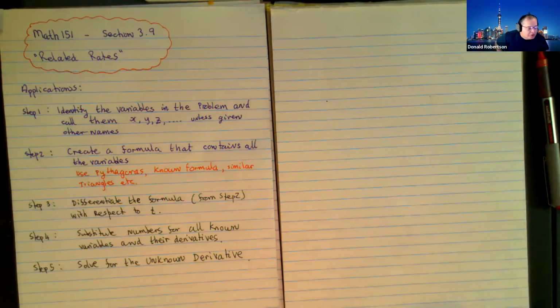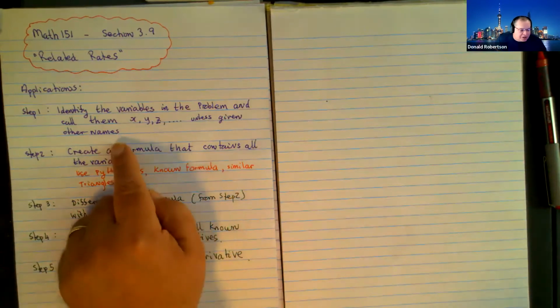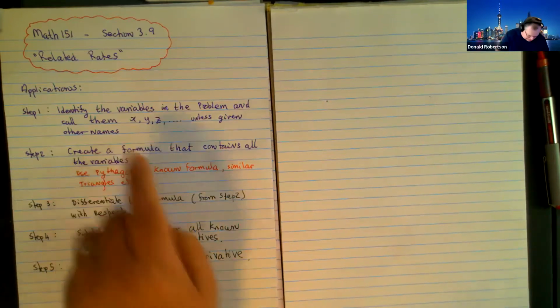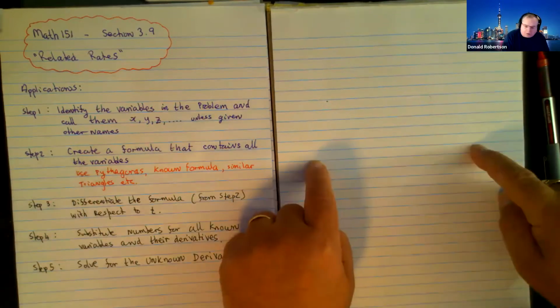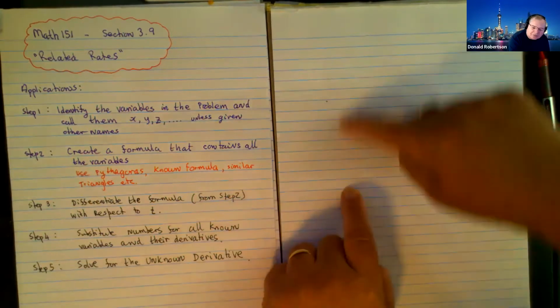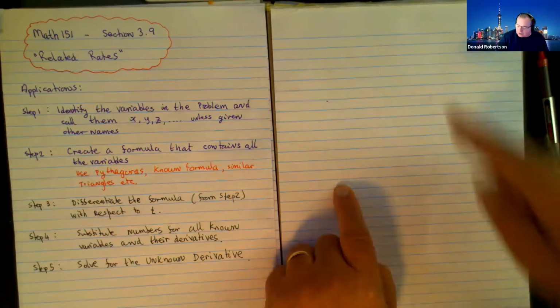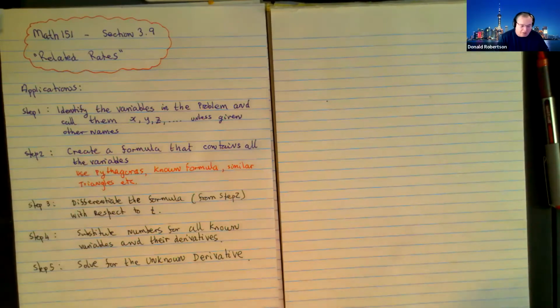all the steps. So the first step is identify the variables in the problem and call them anything you like. But I like calling things X, Y, and Z because I'm pretty boring. But you could call, if something's a height, you could call it H, right? And if something's a width, you could call it W, things like that. But basically, if it's something that's horizontal, I'll call it X. If it's something that's vertical, I'll call it Y. And if it's something that ain't those two, I'll call it Z. So that's essentially the way I label them.